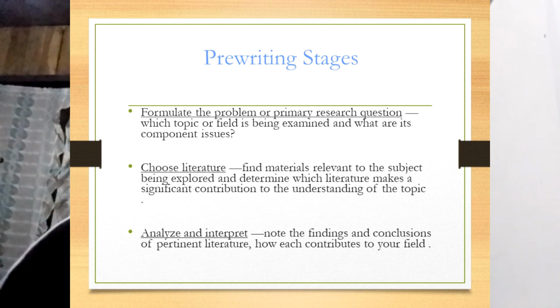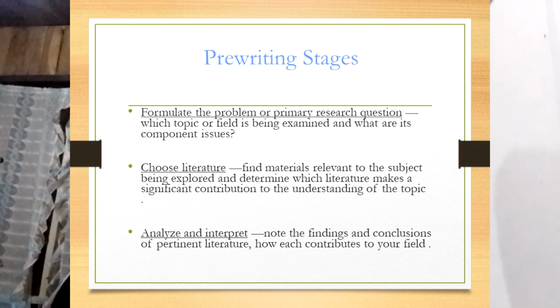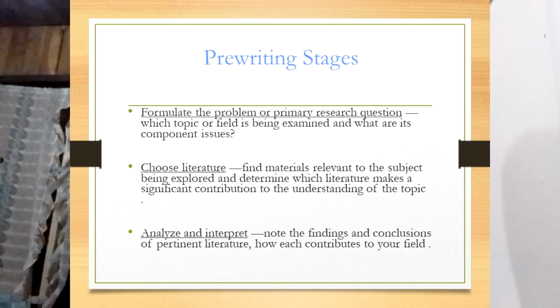Prewriting stages. Before writing our lit review, we have to formulate the problem or primary research question. Which topic or field is being examined? What are its components or issues? We already have the title, so we have to examine the problem in our title and look for the issues of our topic. The next is to choose literature. In choosing our literature, we have to find materials relevant to the subject. We have to explore and determine which literature makes a significant contribution to the understanding of the topic.